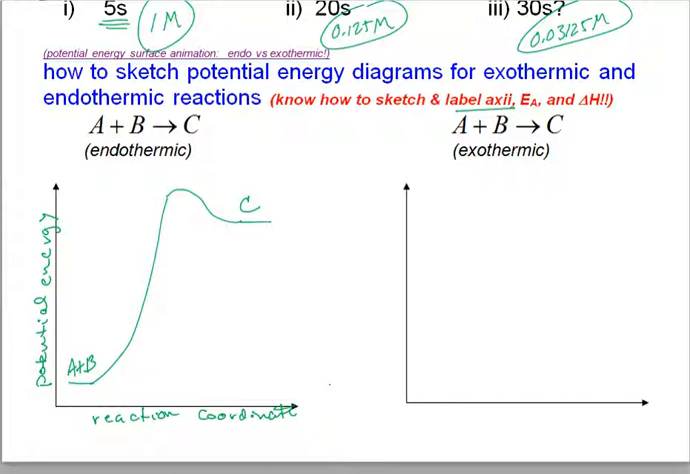We need to also label energy of activation. That's just the energy that the reactants need to get converted to products. That's the energy of activation, EA. And then our enthalpy. That's always the energy difference between reactants and products. Okay, that's pretty much all we need to know how to label. But we have to do it also for exothermic. What changes?